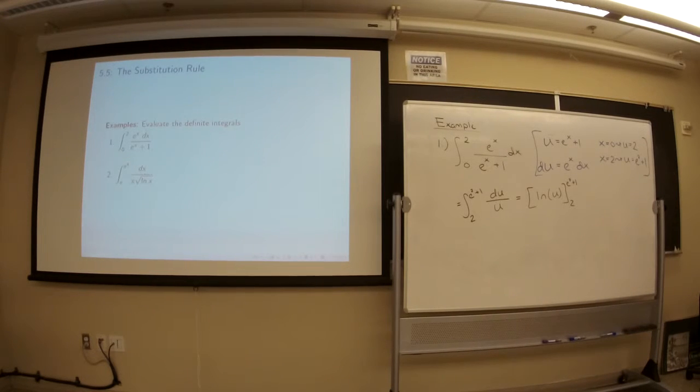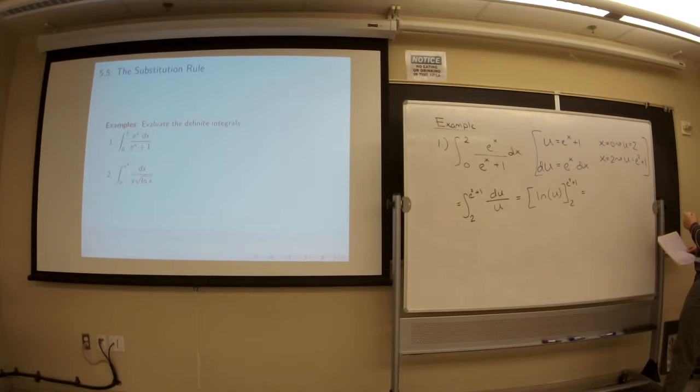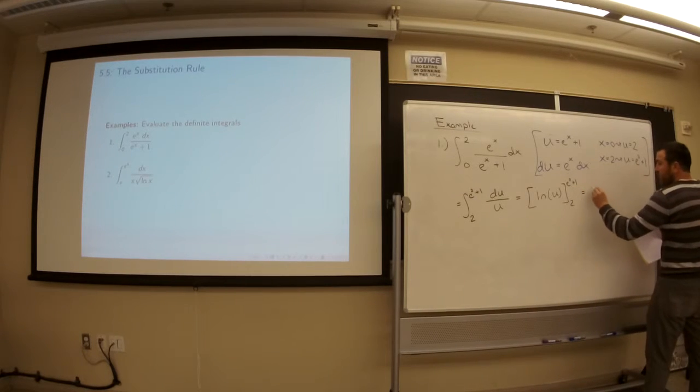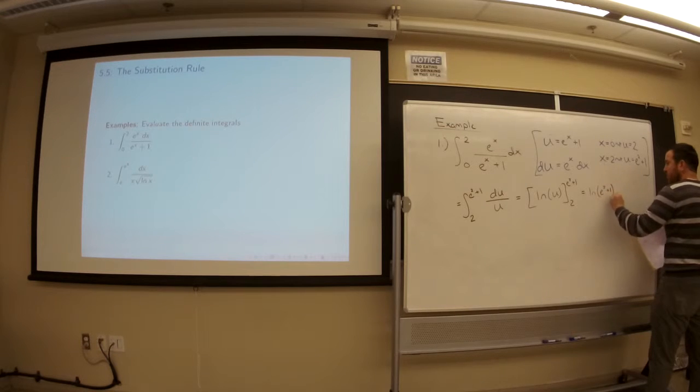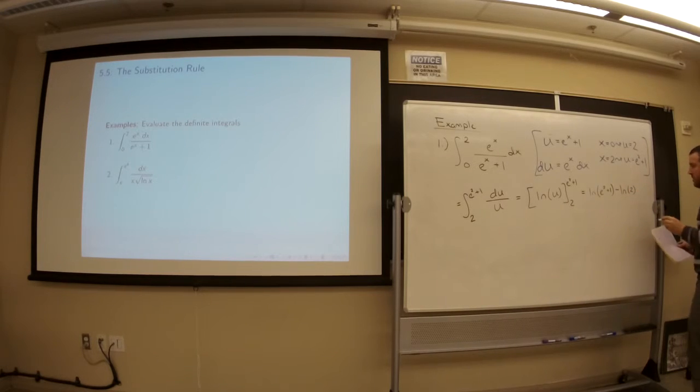Okay, and we'll end up getting the natural log of e squared plus 1, minus this with 2 plugged in, the natural log of 2. Okay, and we can't really do too much to simplify that.